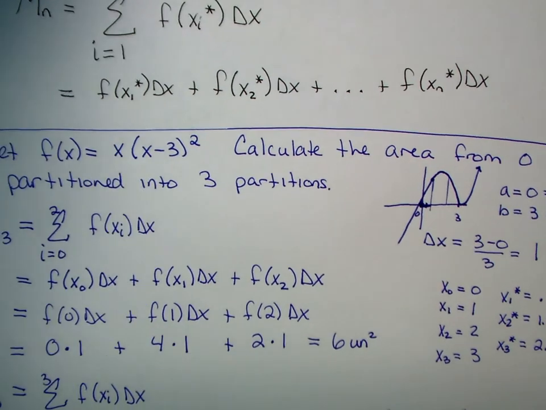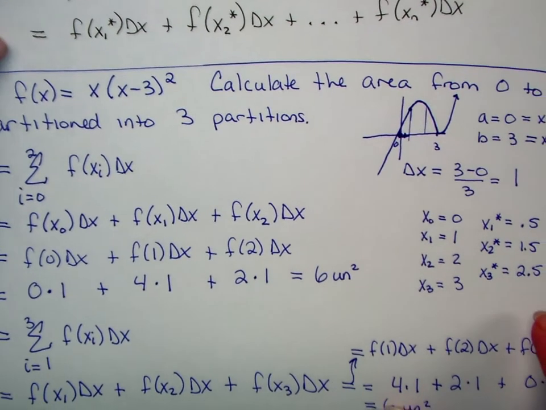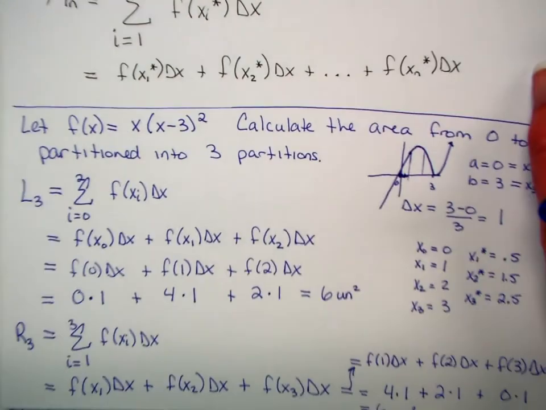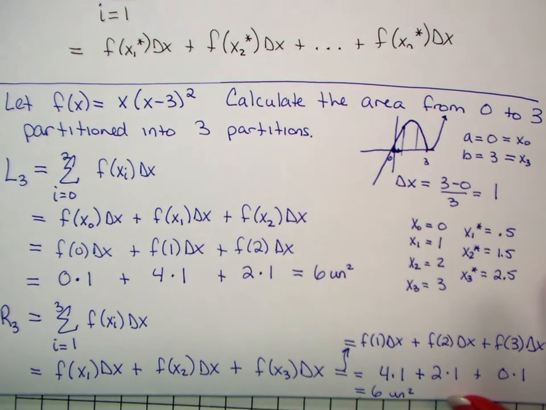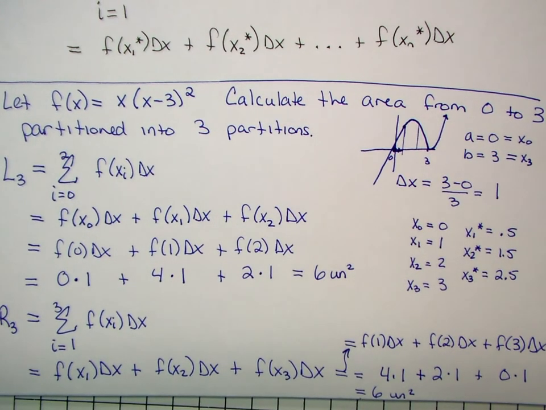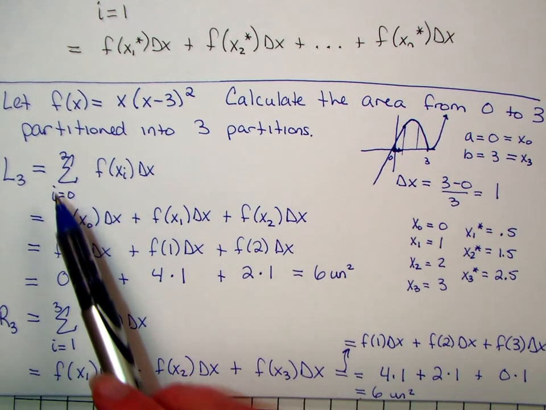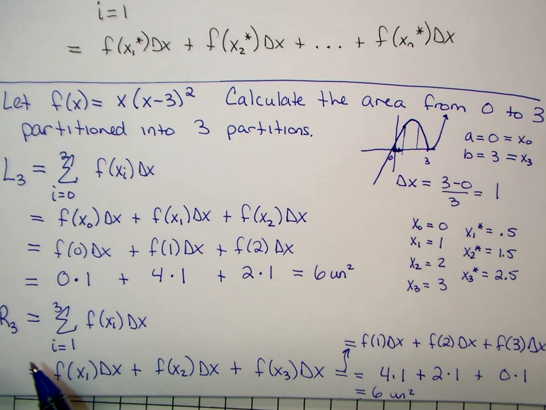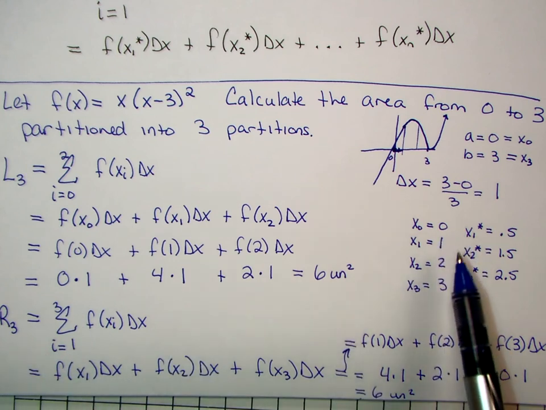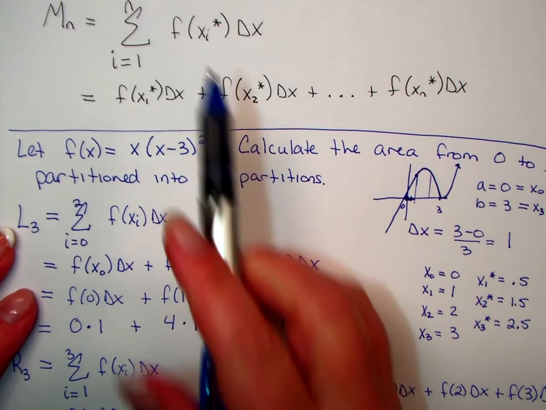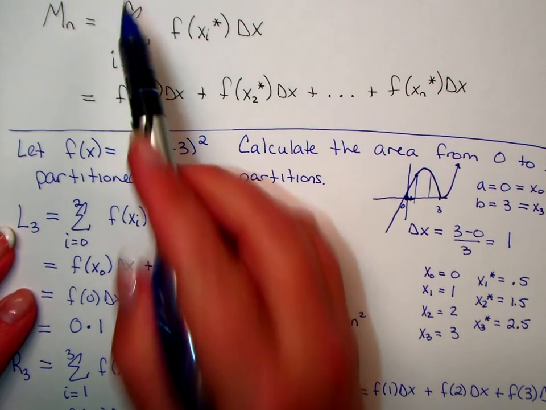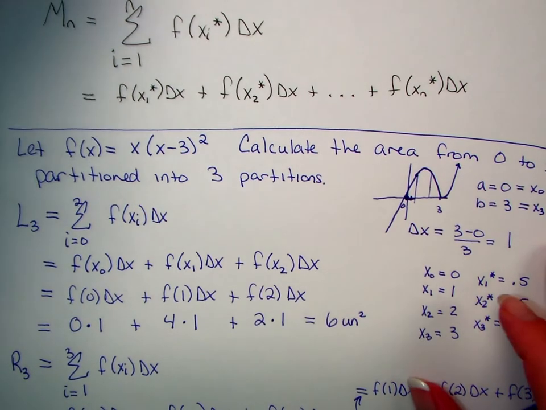So let me switch papers here. This is a mess. All right. Let me get you the whole screen here. So left hand with 3 partitions, right hand with 3 partitions, and then on the next page, I'm going to do the x of 1 stars. But notice on the midpoints, we start at 1 and end at n also, all right?